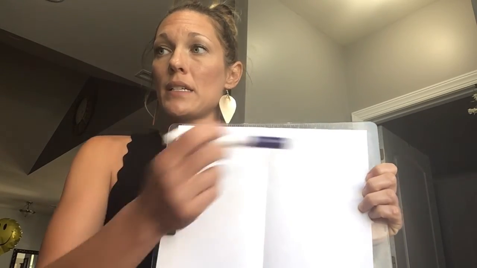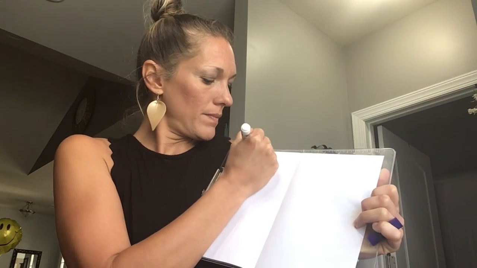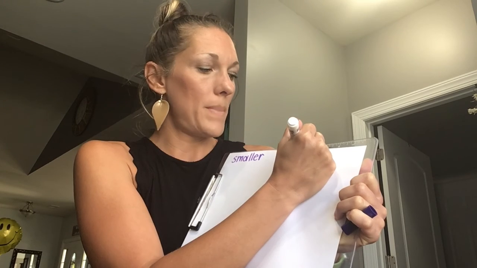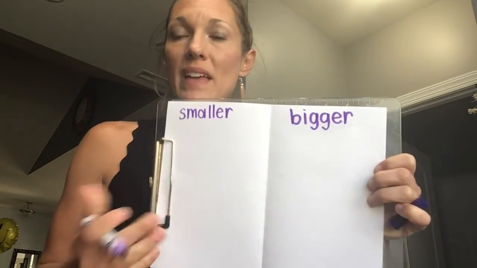Now that my paper is divided, I'm going to write the words smaller and bigger. So on one side, I'm going to write smaller. And then on the other side, I'm going to write bigger. Bigger. Bat before ball, B. Okay, so now I have my labels.